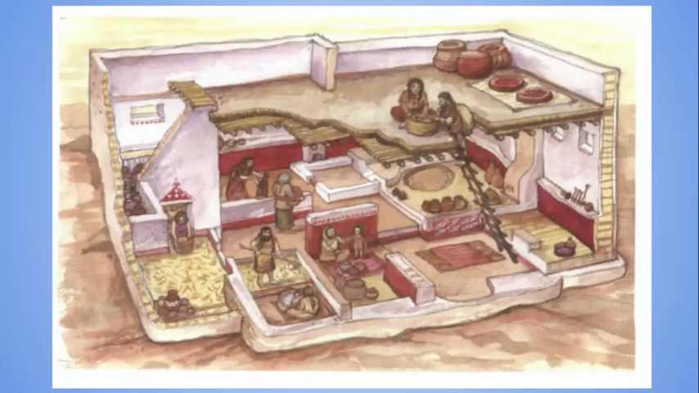So here is, again, an illustration of a Neolithic home. Now, in this Neolithic home, you might see many rooms, multiple families, kitchens, that kind of stuff. So you can kind of see the illustration.